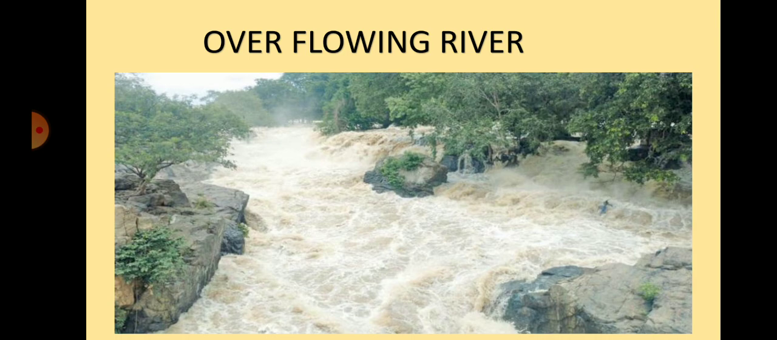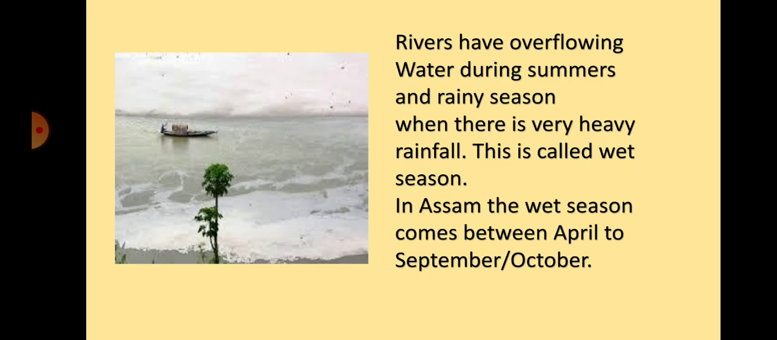Look here, another picture of a river. What can you see? Yes, the water is overflowing in this river. Rivers have overflowing water during summers and rainy season when there is very heavy rainfall. This is called wet season. In Assam, the wet season comes between April to September or October.